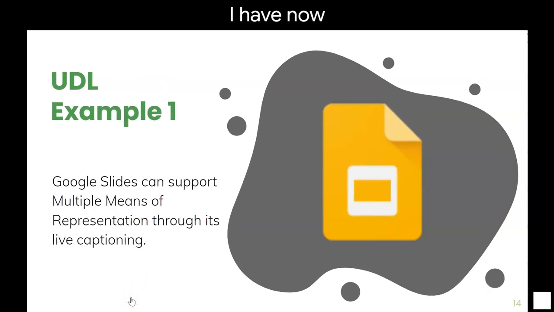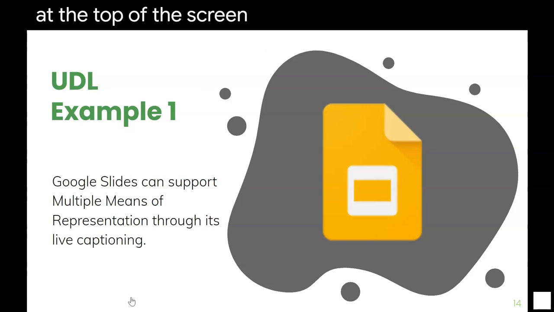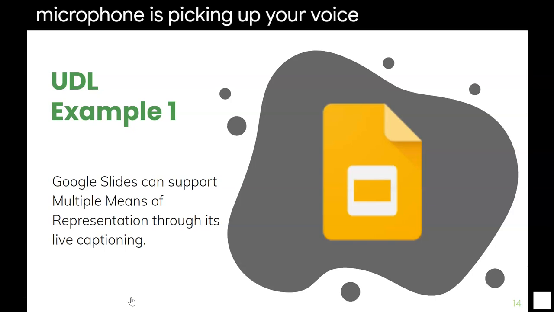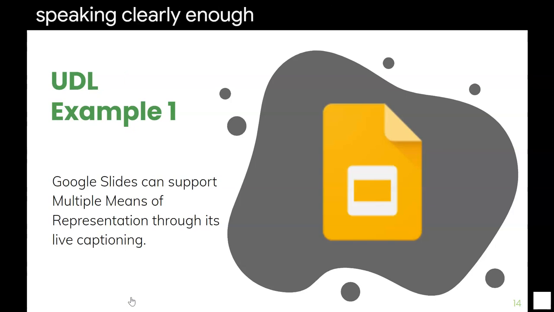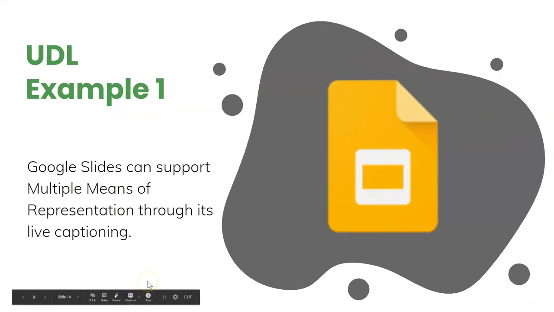I have now started the captions. You should see them at the top of the screen, and as long as your microphone is picking up your voice and you are speaking clearly enough, the captions tend to be fairly accurate. And I will turn those back off. So again, you're representing your information in multiple ways now: visually, auditorily, and you have the text.